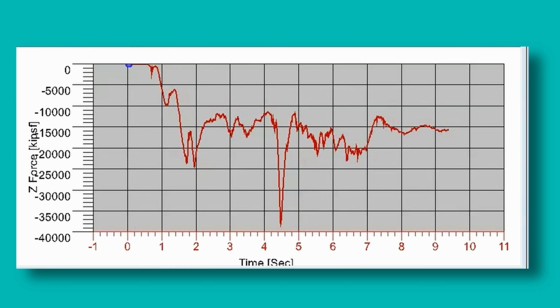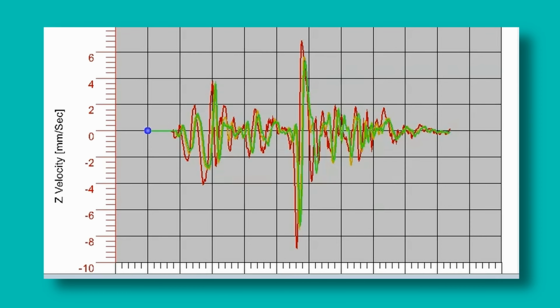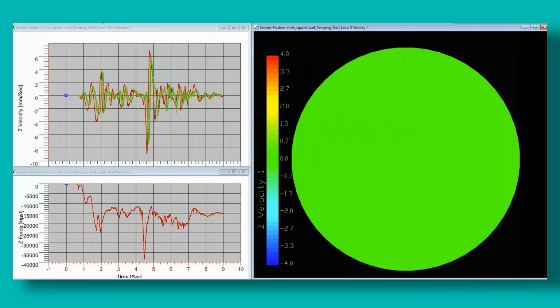With the transmitting boundary modeling, the user can apply the entire loading history. What is particularly interesting is that the results validate our earlier assumptions. When we compare simulations using the truncated load versus the full load, we find that the peak vertical velocity is essentially the same, about 9 millimeters per second. This confirms that our earlier simplified approach was actually quite accurate.